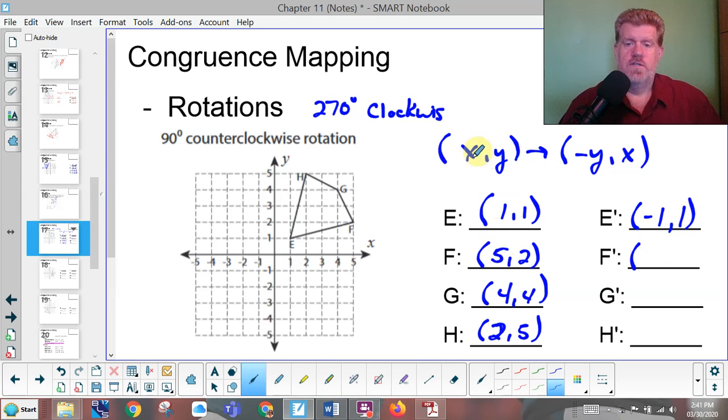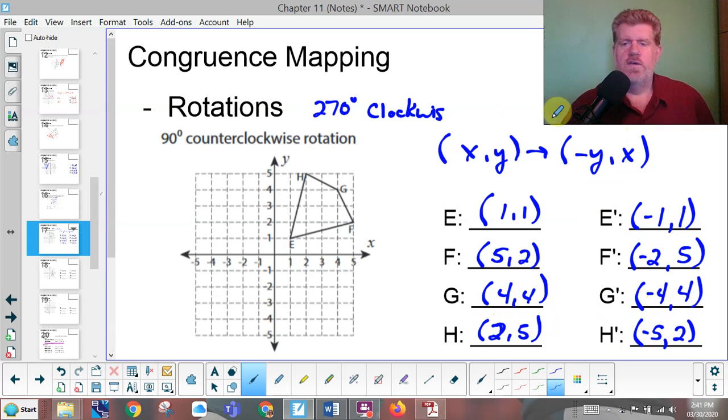5 is the x number. It now becomes the second number. The 2 is the second number, which now becomes the first number, but it becomes opposite. Now, if it was a negative, then it becomes positive. This doesn't mean make it negative. This means change the sign. All right, 4, 4. Same idea. It doesn't really matter. 4, 4 is going to be 4, 4. 4 becomes the second number. This 4 becomes the first number, it becomes opposite. And 2, 5. 2 becomes the second number. 5 becomes negative and becomes the first number.